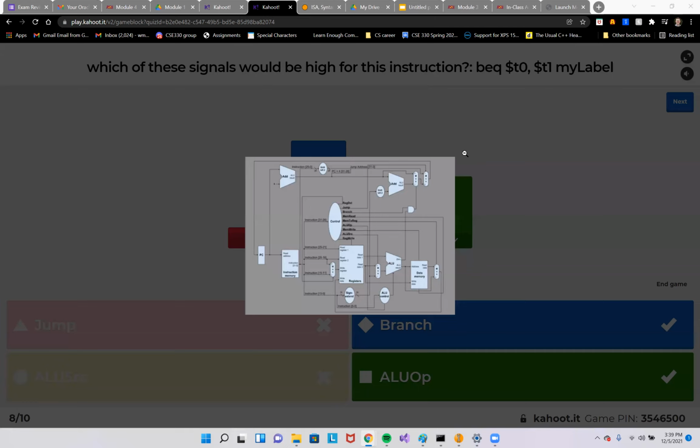Actually, that's a good question. When would it be off? It would be on for load word and store word too, I think, because of the offsets. I think it's on most of the time. I'm not really sure which ones it would be. No, actually, it would be off for a jump instruction.